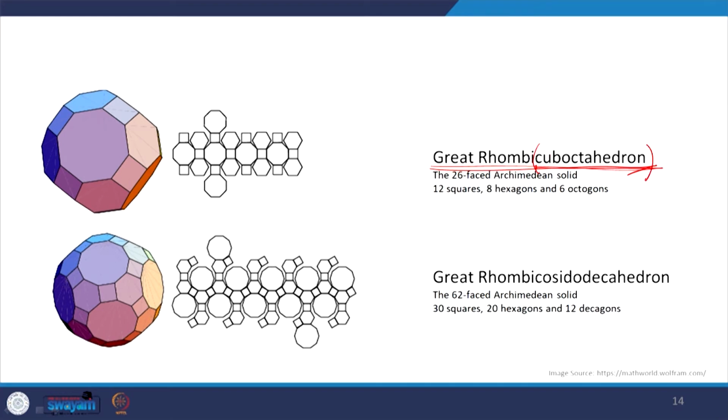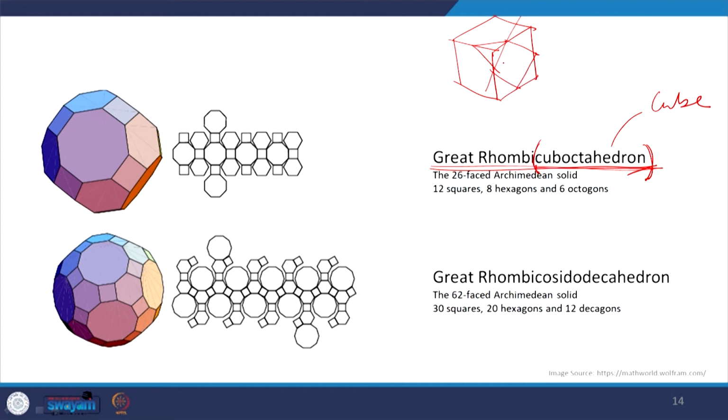This is a further truncation of the cuboctahedron. The cuboctahedron was derived from a cube when we were truncating a cube. So we were truncating it like this. When we cut the cube like that, we were getting triangular surfaces, and here we were getting these square surfaces on the faces. That is what a cuboctahedron was.